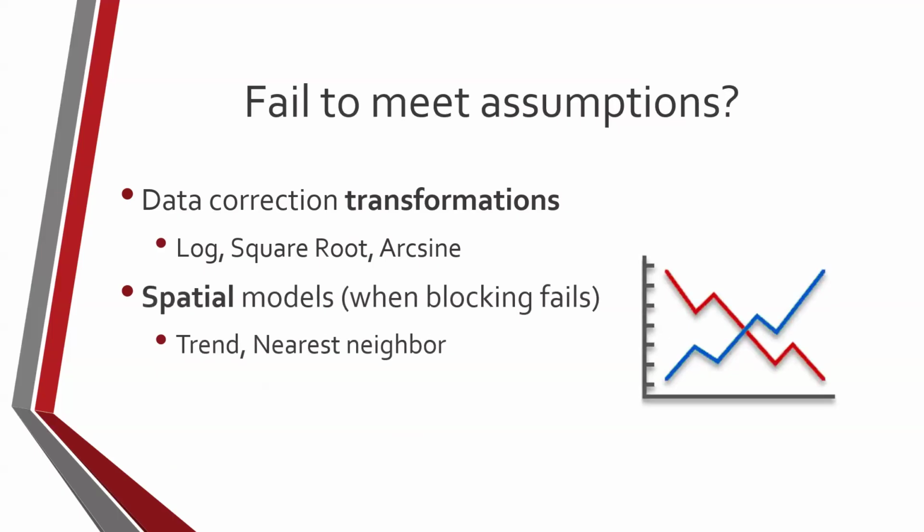Another option would be to use a spatial model, which tries to recover information about hidden variables across the field. We have in ARM three trend models and four nearest neighbor models. You usually would only do this, though, if your blocking design fails.